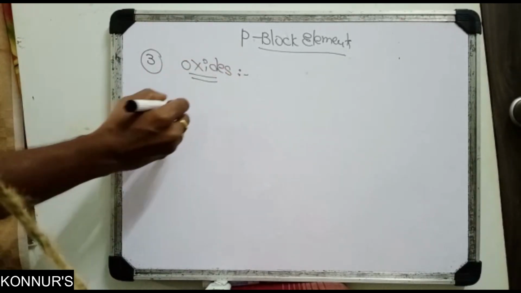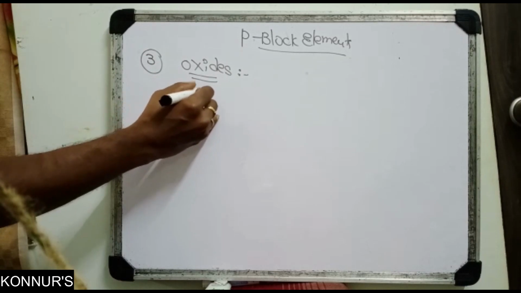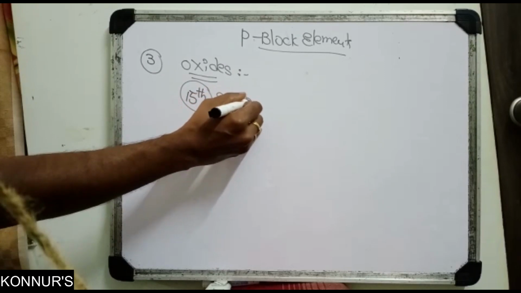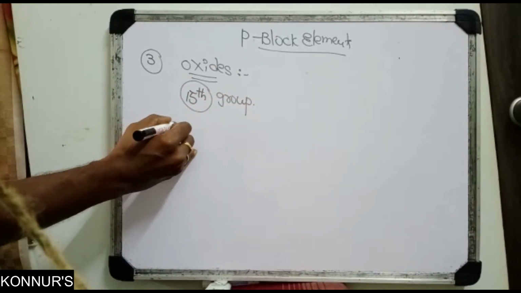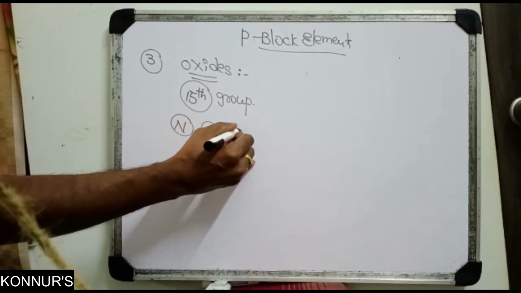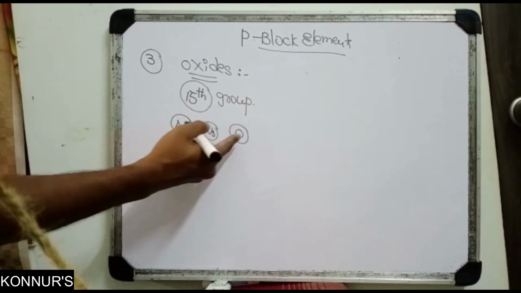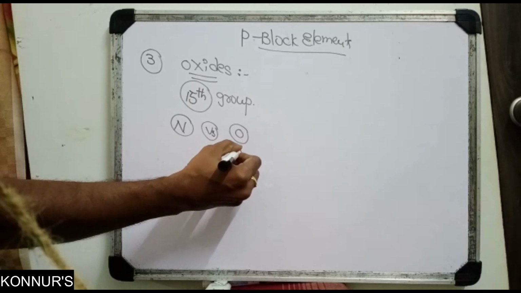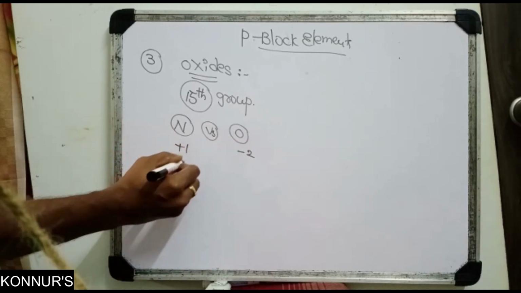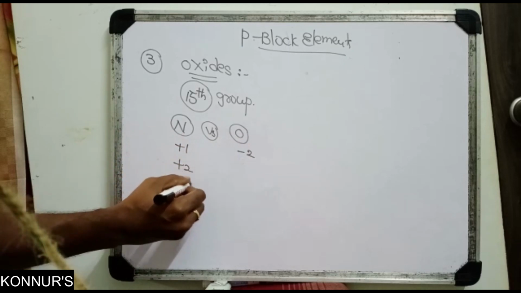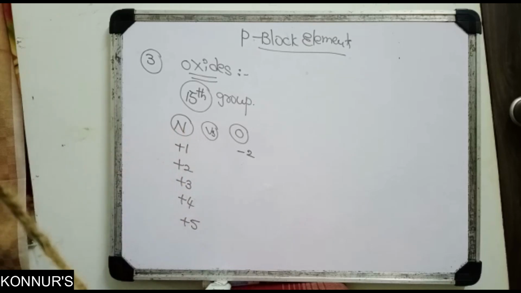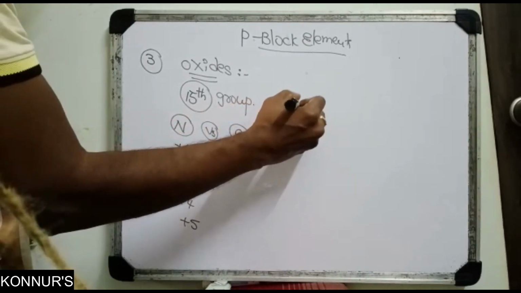Suppose in the 15th group you take nitrogen. So nitrogen versus oxygen. Oxygen is the highest electronegative, so it is -2. Nitrogen shows +1, +2, +3, +4, and +5 oxidation states.